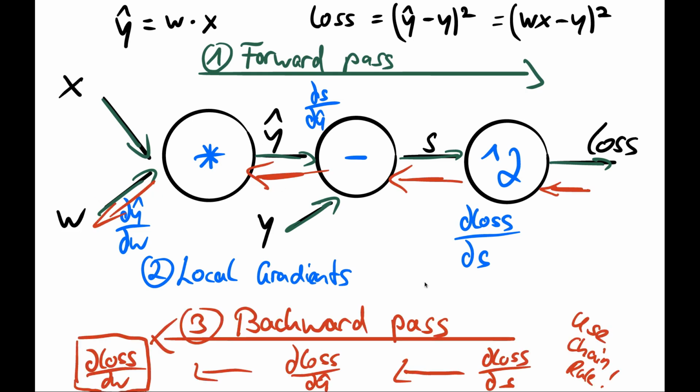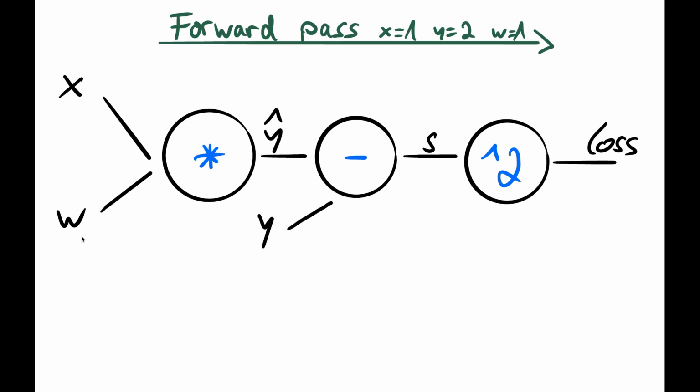And then we do a backward pass. So we start at the end. And here we have first the derivative of the loss with respect to our s. And then we also use the chain rule to get the derivative of the loss with respect to the y hat. And then again we use this and the chain rule to get the final gradient of the loss with respect to our w. So let's do this with some concrete numbers.